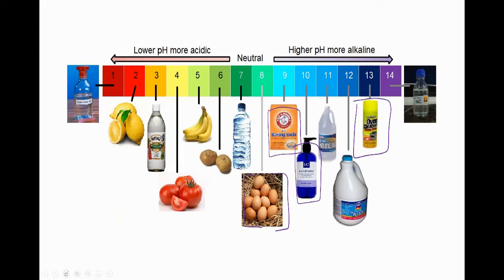On the acidic side, you have definitely our fruits like we talked about, vinegar, tomatoes, bananas. But surprisingly, I also found that potatoes were slightly acidic. And then of course we have water right in the middle at 7. So anyway, it's just interesting to think about the things around us.